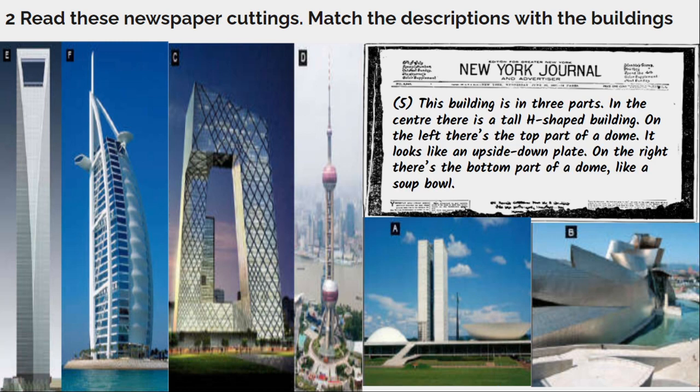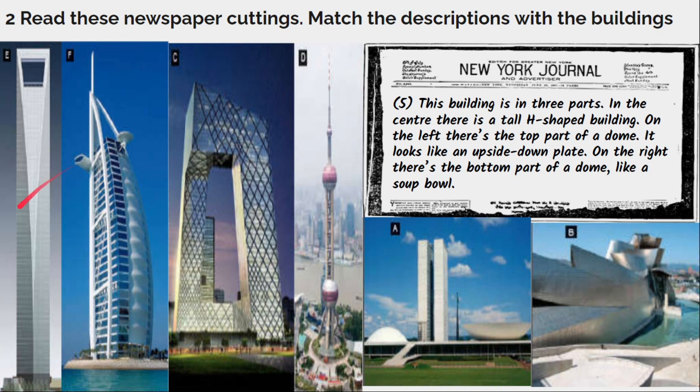This building, described in advertisement number 5, is in 3 parts. It is divided into 3 parts. In the center, there is a tall H-shaped building. On the left, there is the top part of a dome. It looks like an upside down plate. On the right, there is the bottom part of a dome, like a soup bowl.